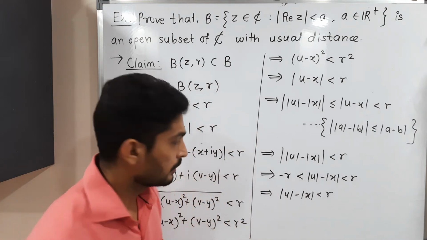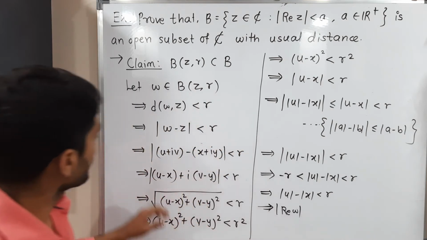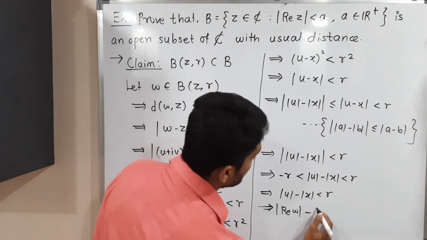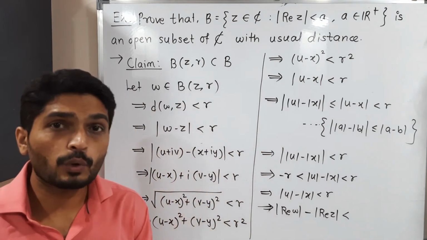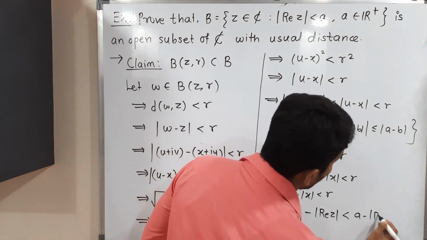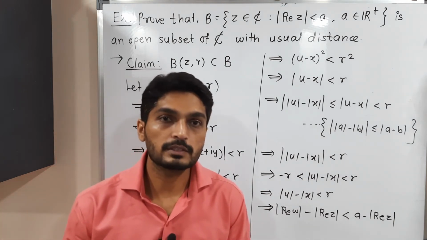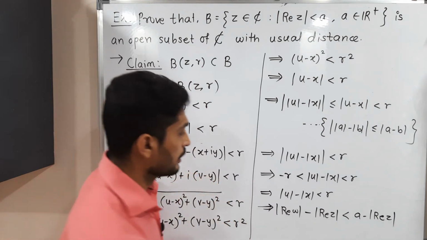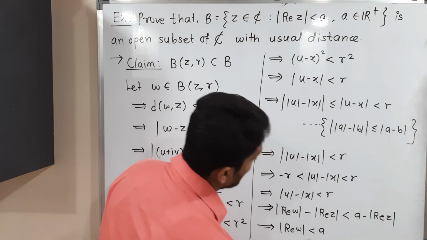Getting? But what is U? U was real part of W. I have written somewhere, na? Yeah, W is equal to U plus iV. U is real part, V is imaginary part. And what is X? That is real part of Z. So the question is, what is R? You remember our definition of R was A minus mod real part of Z. So what will happen? Minus mod real part of Z and plus mod real part of Z will get cancelled to each other. So therefore, mod real part of W is less than A.